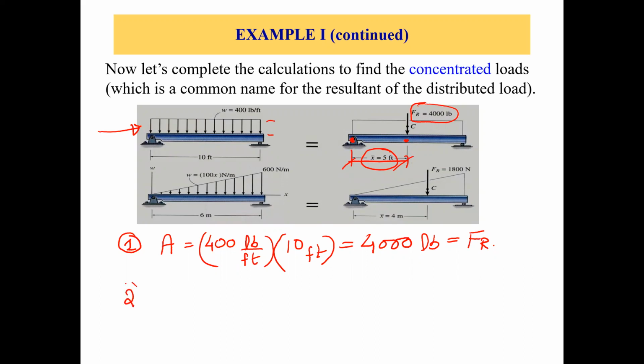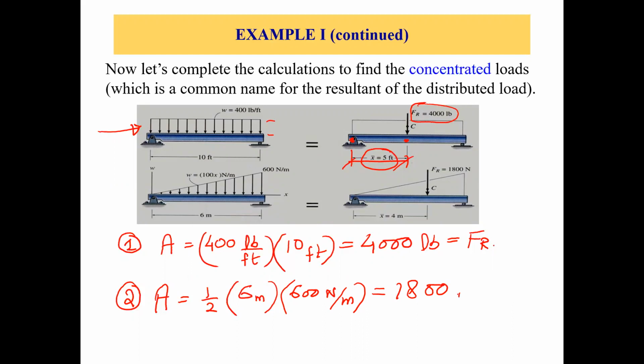Now let's talk about the second problem. What is the area of a triangle? 1/2 times base times height, right? So in this case, we have 1/2 times base. The base is the length, 6 meters, times height. Height is the magnitude, 600 newtons per meter. What do we get? 1800 newtons. And that's your FR. Just find out the area, and that is your FR, which is 1800 newtons.